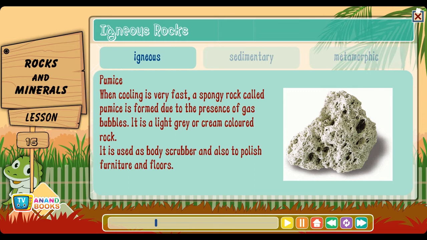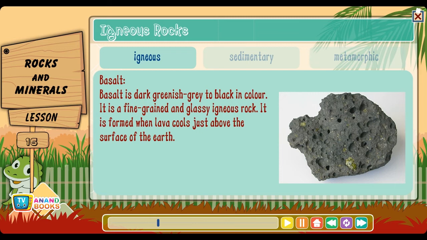Basalt. Basalt is dark greenish gray to black in color. It is a fine-grained and glassy igneous rock. It is formed when lava cools just above the surface of the earth.